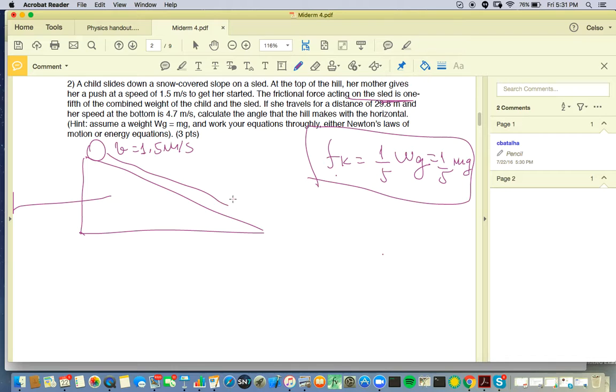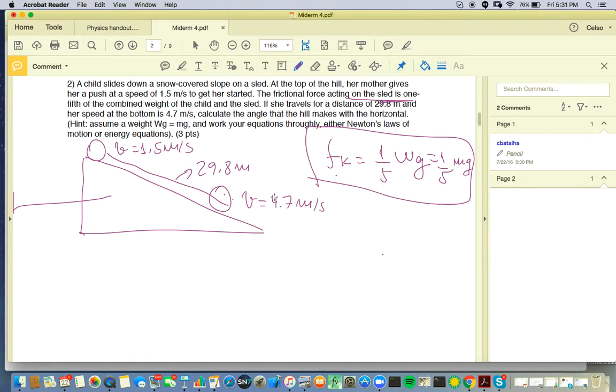They slide down 29.8 meters, right? So this distance is 29.8 meters, and they get to the bottom with a final speed of 4.7 meters per second. So calculate the angle the hill makes with the horizontal, and so on.